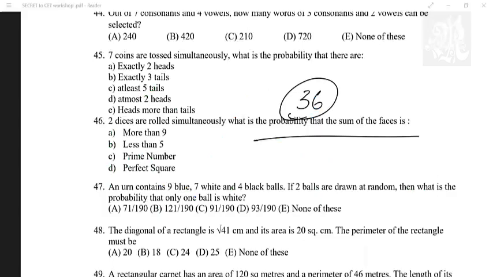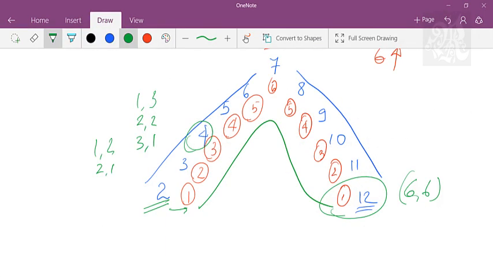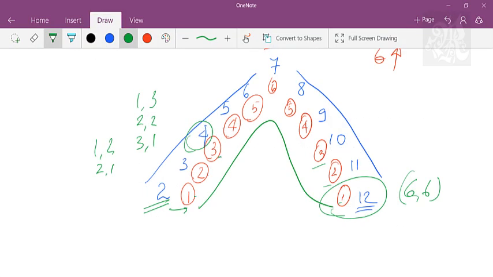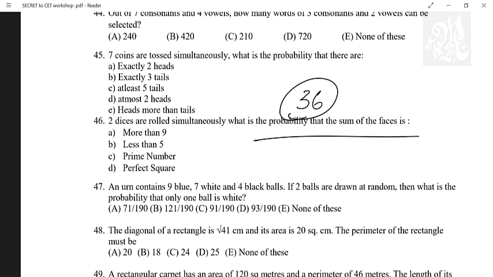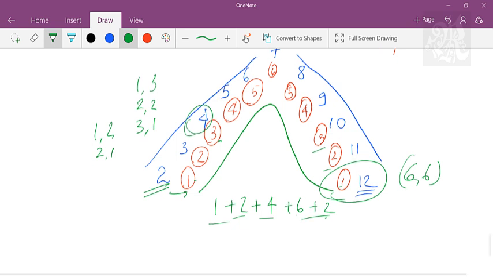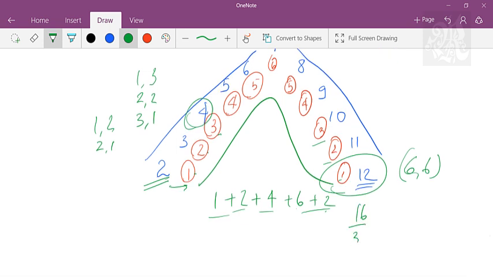You can quickly go through the questions and answer. More than 9 is going to be 3 plus 2 plus 1, which is 6. And less than 5 is again going to be 3 plus 2 plus 1, which is 6. Of prime number. Now prime numbers are 2, which is 1 time, 3 is 2 times, 5 is 4 times, 7 is 6 times, and 11 is 2 times. This is going to add up to 8 and 4, 12, 12 and 4, 16, so 16 by 36. Alright, that's how this works.